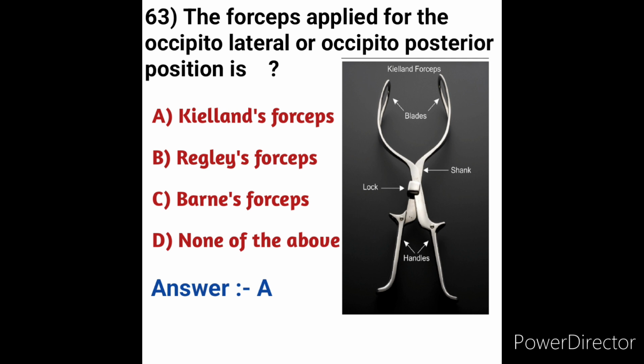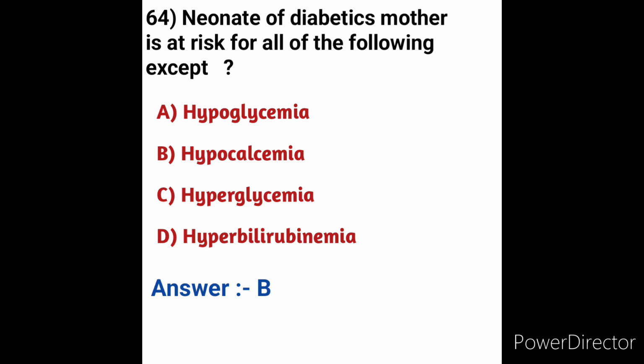Okay friends, next move on to question number 64. The 64th question: Neonate of a diabetic mother is at risk for all of the following except. From the following options, which condition is not a risk for the neonate of a diabetic mother? You will see the options here. Option A, hypoglycemia. Option B, hypokalemia. Option C, hyperglycemia. And option D, hyperbilirubinemia.